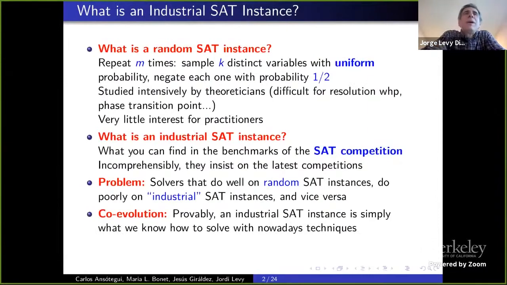If we want to answer the question of what is an industrial SAT instance, probably we have to answer the question of what is a random SAT instance before. When I started to work in SAT, there was only one model of random SAT instances that was quite simple. It was the classical or the uniform model, where what you do is to repeat m many times, the number of clauses that you want to get: you sample k distinct variables with uniform probability, without repetitions of variables, so in this way you avoid the generation of simplifiable clauses or tautologies. And then you negate each one of these variables with probability 1/2.